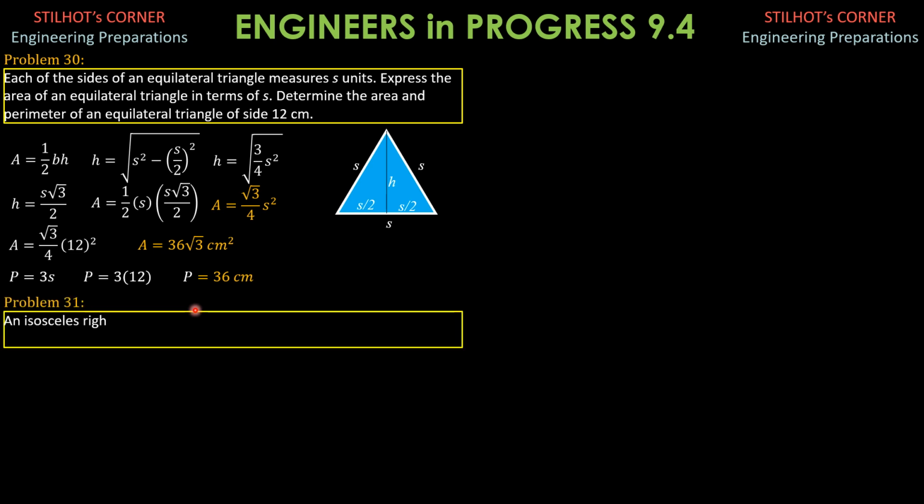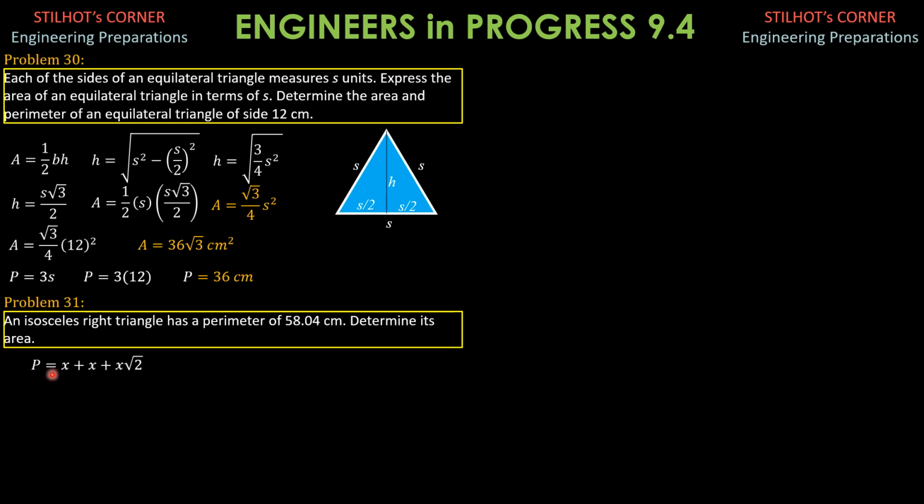Problem 31. An isosceles right triangle has a perimeter of 58.04 cm. Determine its area. Note that the triangle is an isosceles right triangle, meaning the equal sides, which we call S or X, are perpendicular to each other. So the area is 1/2 of X times X, or 1/2 X squared. The perimeter is simply X plus X plus the hypotenuse, which is X square root of 2. So the perimeter is 2X plus X square root of 2.